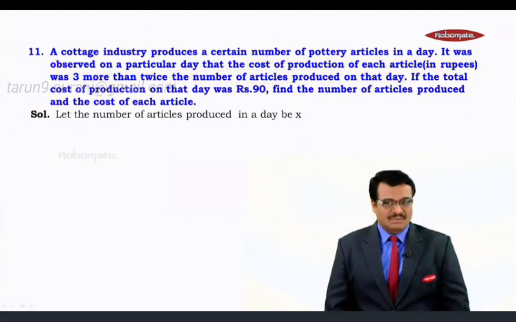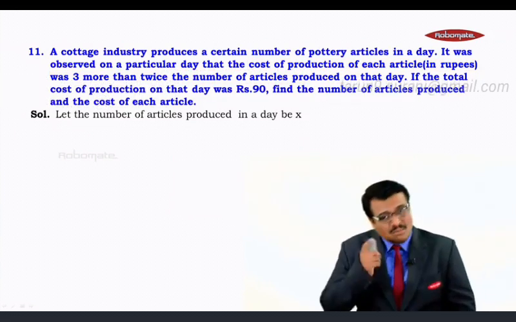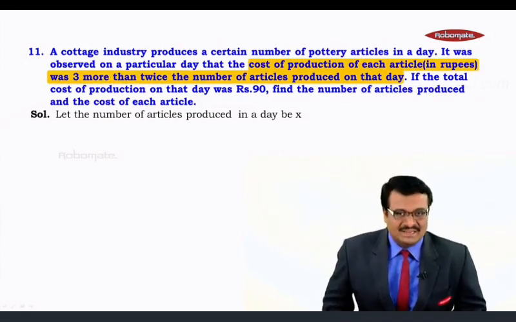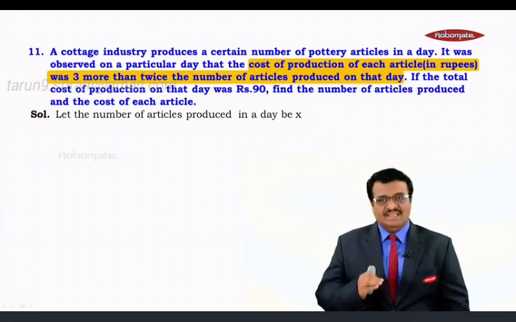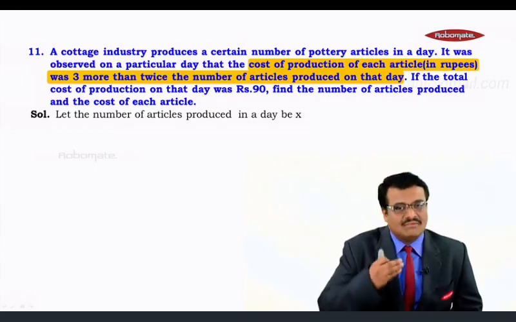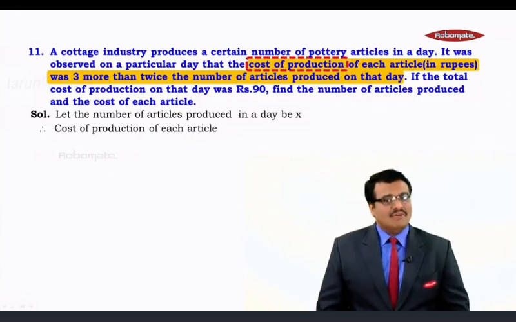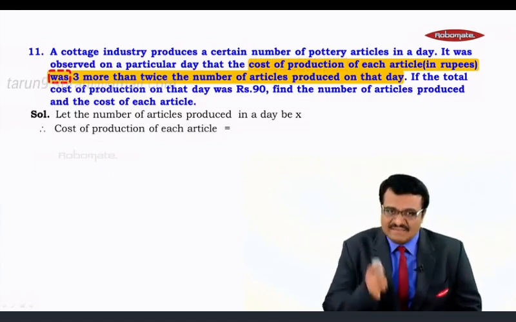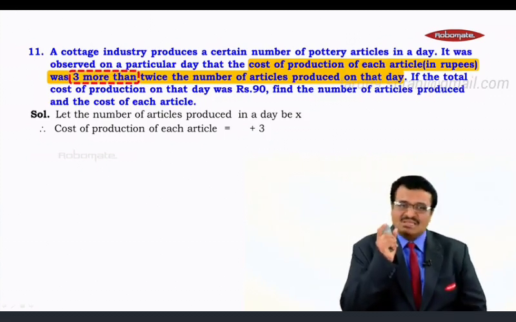So, how we start the problem is, let the number of articles produced in a day be X. If number of articles produced in a day is X, then let us find the cost of production of each article. It is said that cost of production of each article in rupees was 3 more than twice the number of articles produced on that day. So, cost of production of each article in rupees is equal to 3 more. 3 more means leave some space and write plus 3. The space is left for whatever comes after the word than.